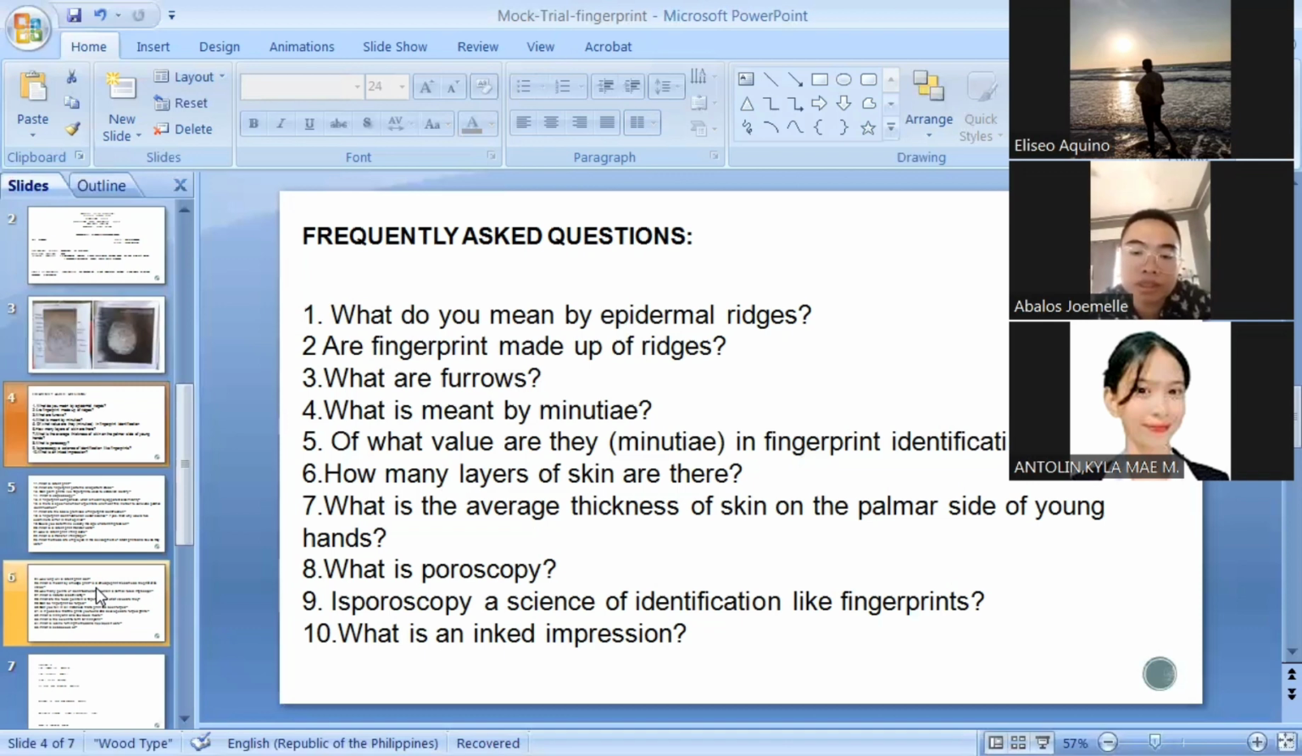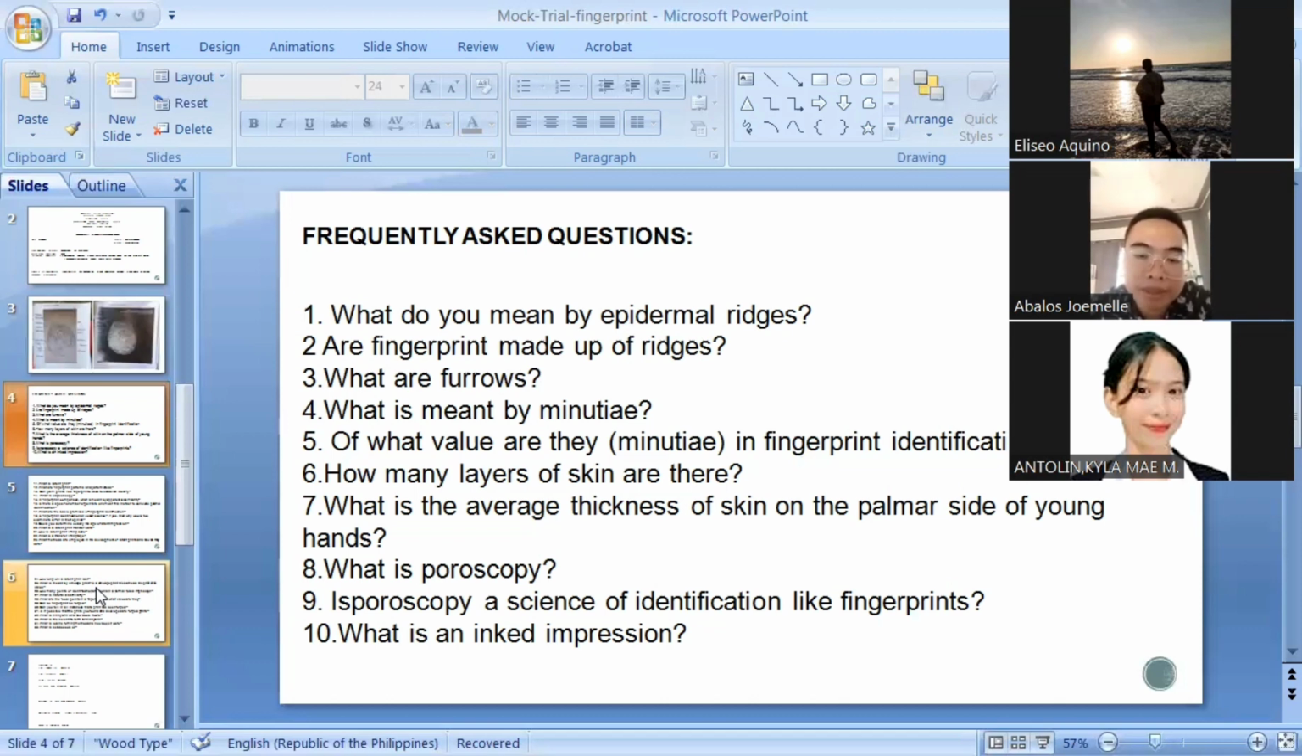How many layers of skin are there? We have 3 layers of skin called epidermis, dermis, and hypodermis. What is the average thickness of skin on the palmar side of young hands? The thickness of skin on young hands is 1 to 4 millimeters.